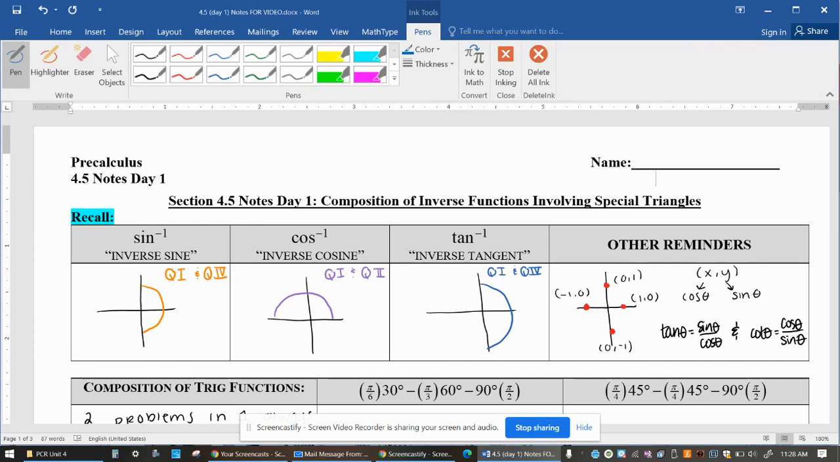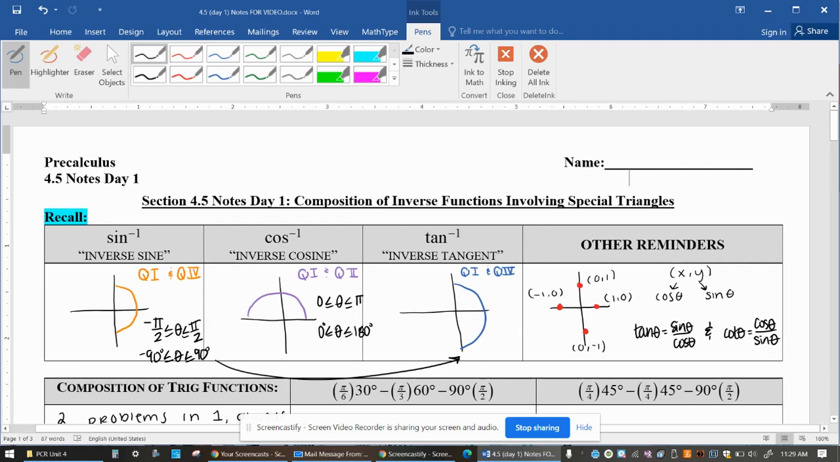So when it comes to sine inverse or inverse sine, remember that you can go down to negative pi over 2 or up to positive pi over 2. And these are negative 90 or positive 90 degrees, okay? When it comes to cosine, it could go from 0 to pi, right? In degrees, that would be 0 to 180. And then these restrictions are the same for inverse tangent.